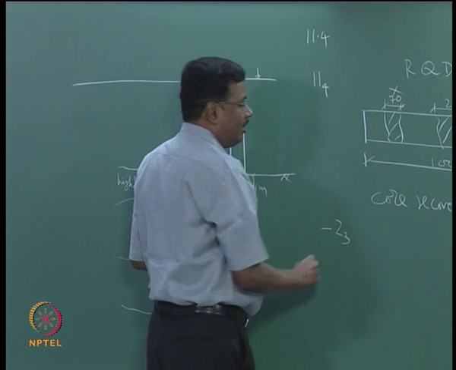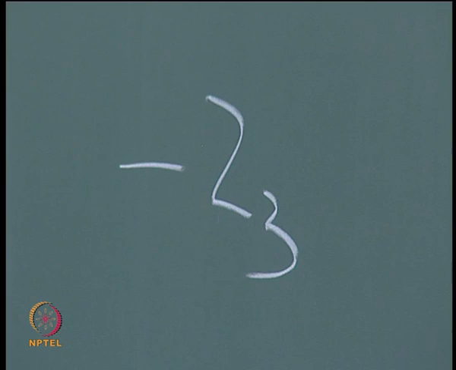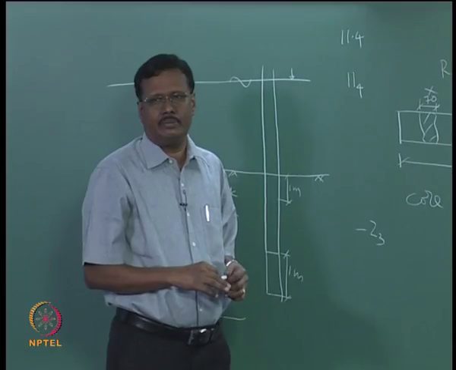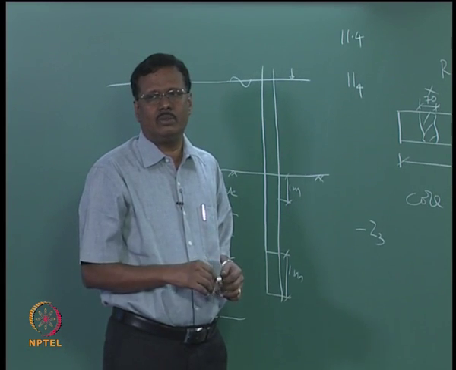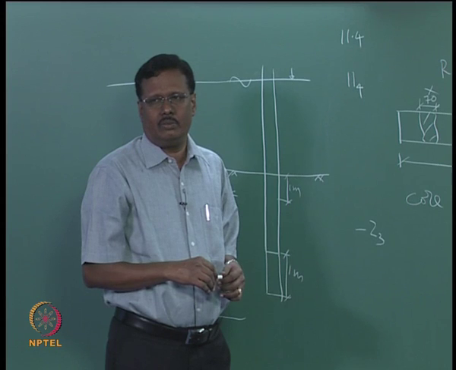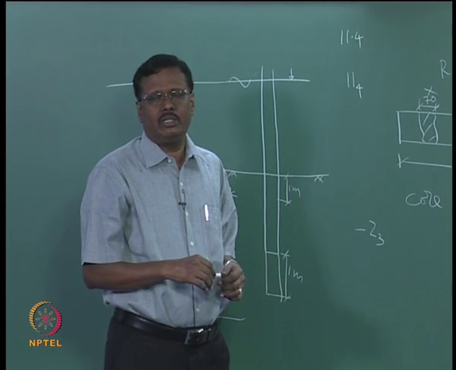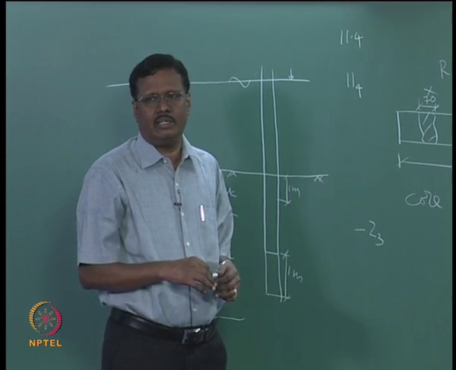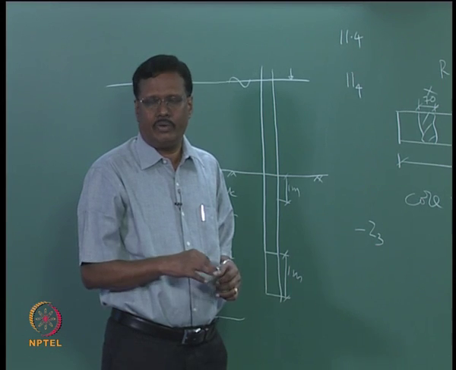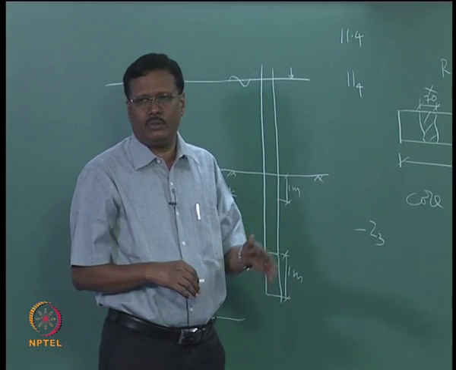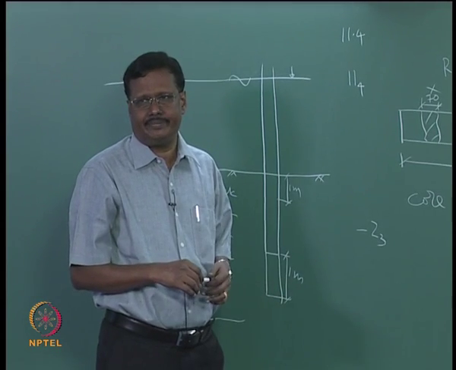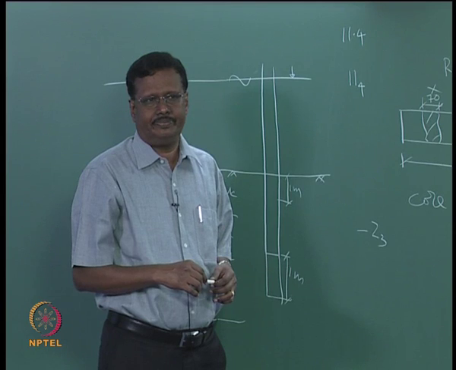Some places you can see -23. It means what is the depth above the chart datum in a tidal region? Your high tide will be 5 meters, low tide will be 0 meter. If you are doing the studies, let us say in 5 meters, you find out the depth, make the tidal correction, and whichever is above 0, you write it as minus. This point is clear, no?